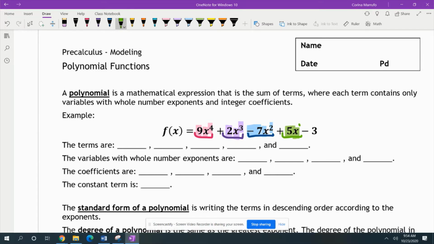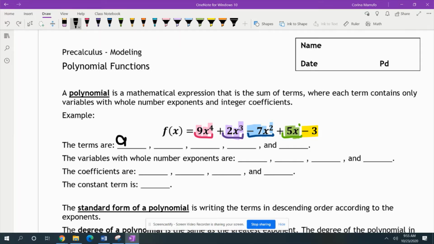And then the last term here we have is just the minus 3, which is just the coefficient, no variable, no exponent. It should be x to the 0 power. And remember, anything to the 0 power is just 1, right? So that's why they don't put it in there. It's just negative 3.